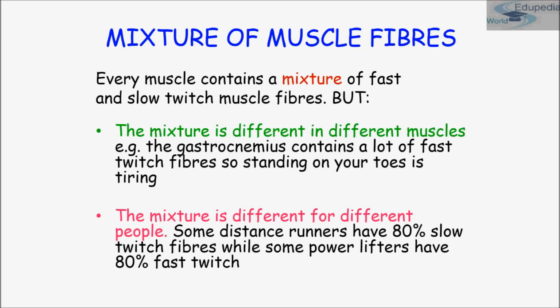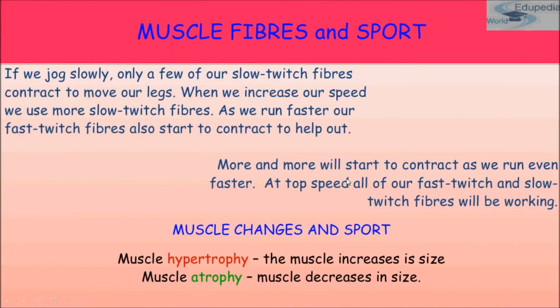And the mixture is different for different people also. Some distance runners have 80% slow twitch fibers, while some power lifters or bodybuilders have 80% fast twitch muscle fibers. Okay, now muscle fiber and sport. If we jog slowly, only a few of our slow twitch fibers contract to move our legs. When we increase our speed, we use more fast twitch fibers. This is the difference.